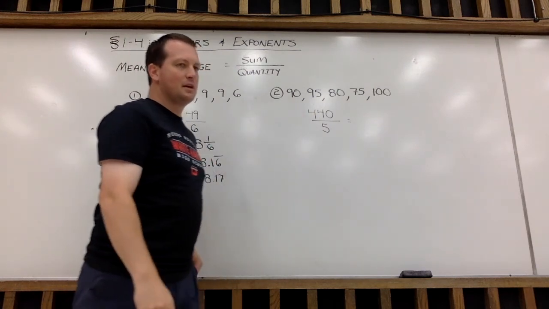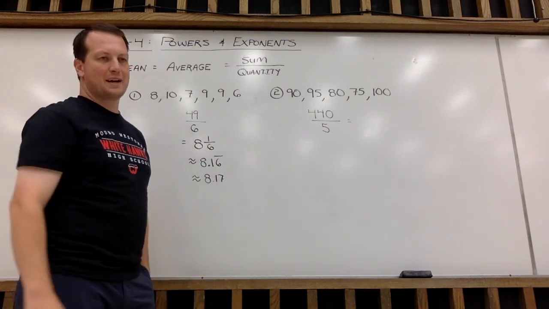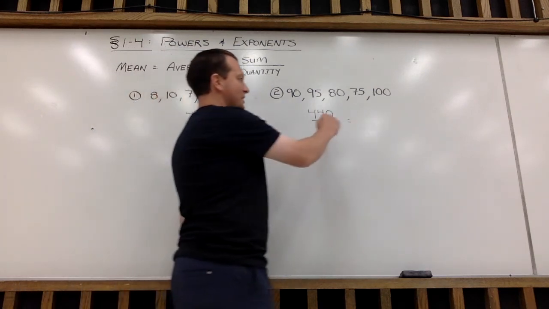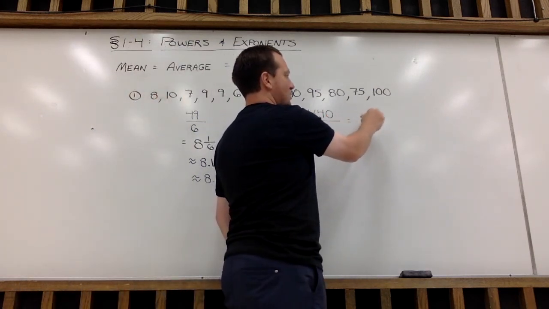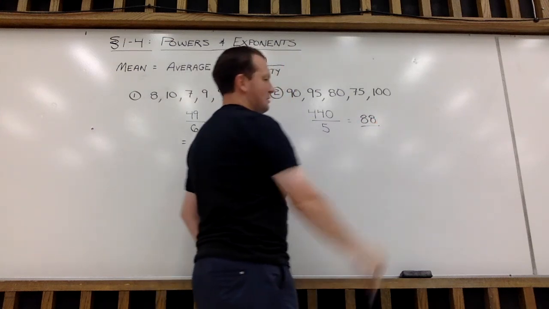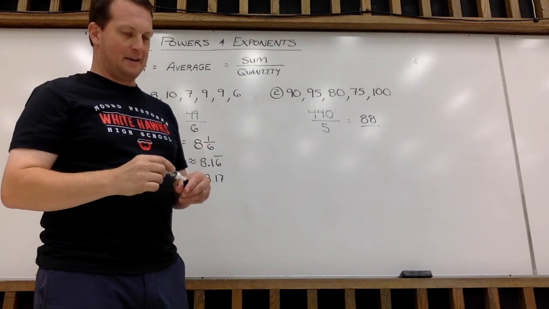We get the DeLorean value for all you Back to the Future fans. Yes, the flux capacitor will work when you hit 88 miles per hour. 440 divided by 5 is 88. No fractions, no decimals. Life is good.